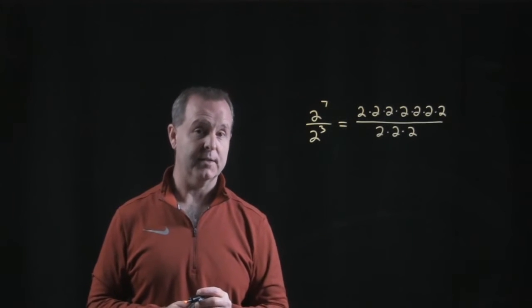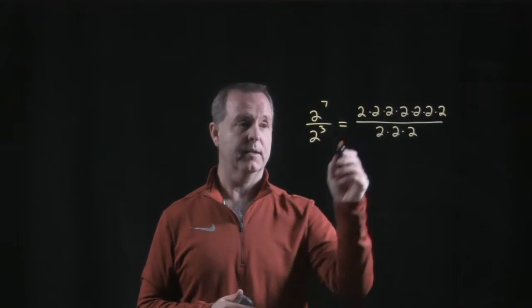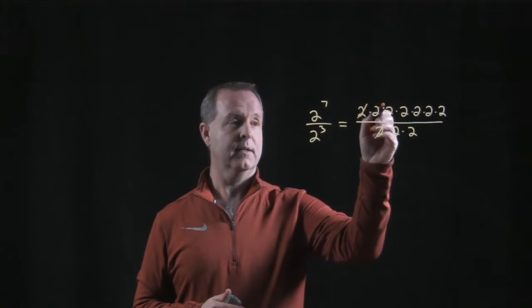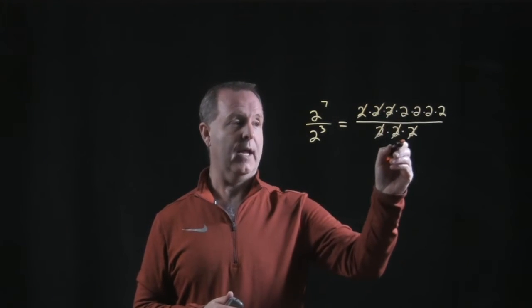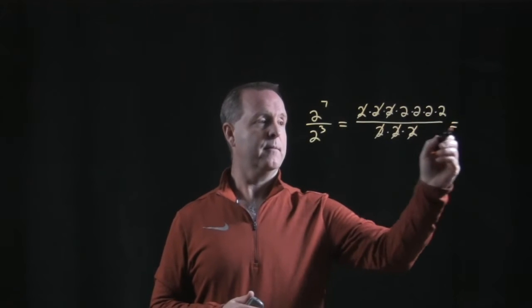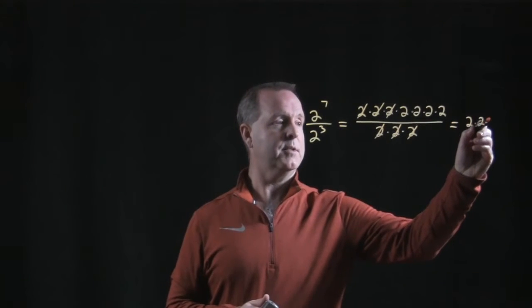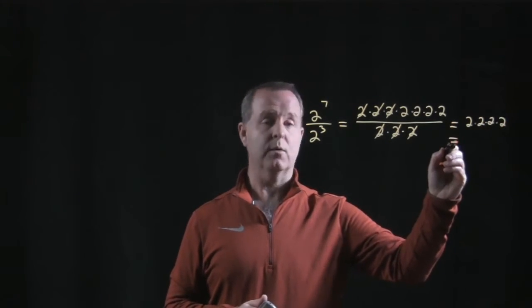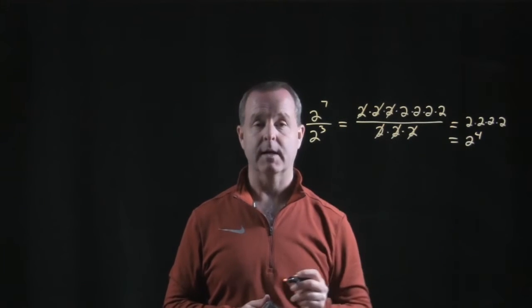Notice that there's some factors on top and on the bottom that I can factor out. I can cancel those 2's out, those 2's out, those 2's out, and I'm just left with 2 times 2 times 2, which equals 2 times itself 4 times.